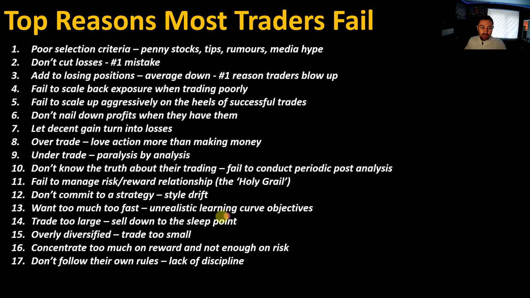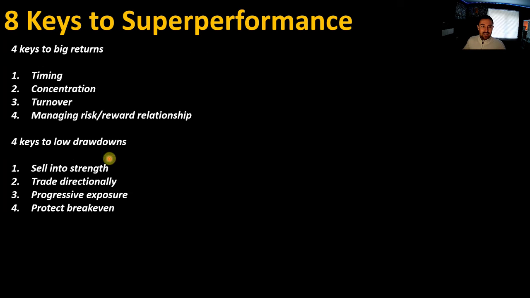Want too much too fast. They have an unrealistic learning curve. They trade too large. They over diversify. They don't concentrate. Or they concentrate too much on reward and not enough on the risk. They don't follow their own rules. Lack of discipline. Then he has 8 keys to super performance. So 4 keys to big returns: timing, concentration, turnover, managing risk versus reward relationship. 4 keys to low drawdowns: sell into strength, trade directionally, progressive exposure, and protect your break-even point.